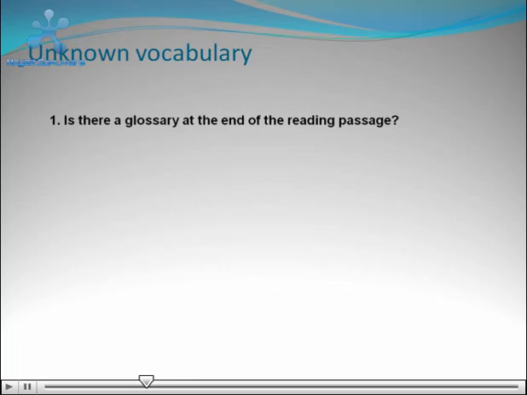If there is no glossary, or it doesn't explain the word you are looking at, another point to consider is whether it begins with a capital letter or is in italics. If it starts with a capital letter, then the word is probably a proper noun, for example, a place or a person's name. If the word is in italics, it is probably a technical word which you are not expected to know. Here are some examples.